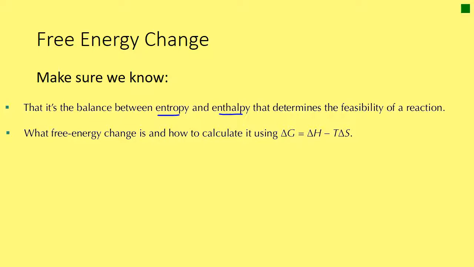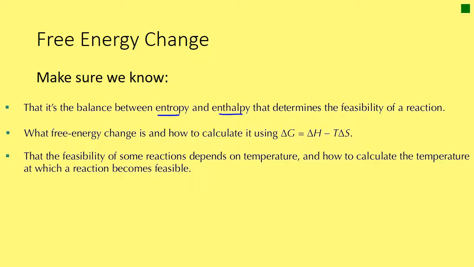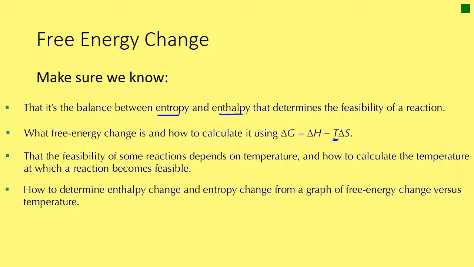Secondly, after understanding what free energy change is, we're going to get mathematical and calculate some free energy changes using this equation. And lastly, we're going to understand that for some reactions, the feasibility depends on temperature, as is suggested in the formula. And so we're going to calculate the temperature at which our reaction becomes feasible. So there's going to be a boundary temperature, and above or below it is going to be either feasible or not feasible. So that's what we're going to do.